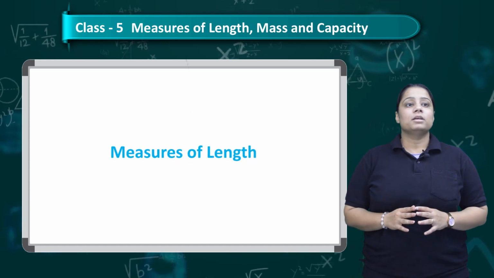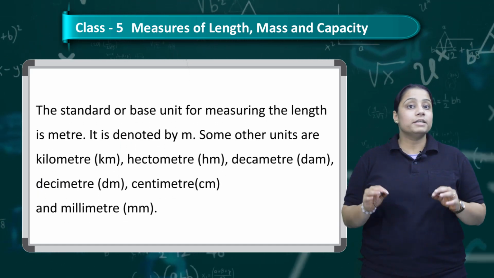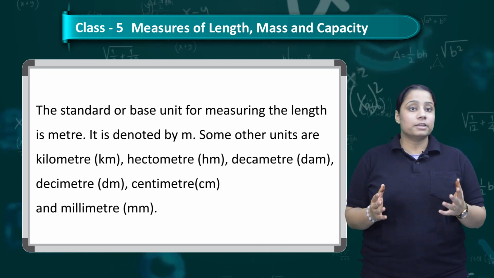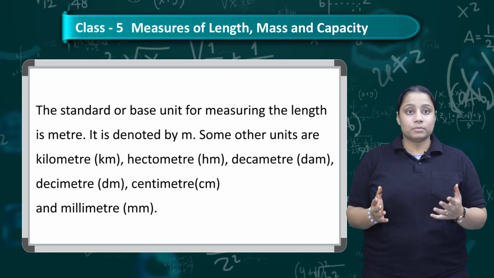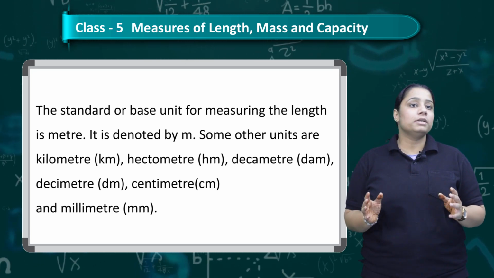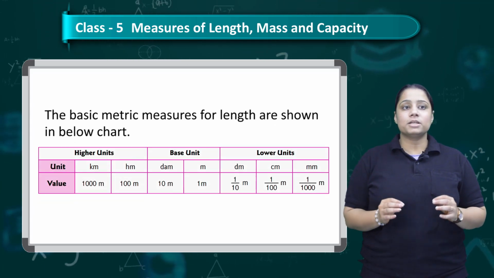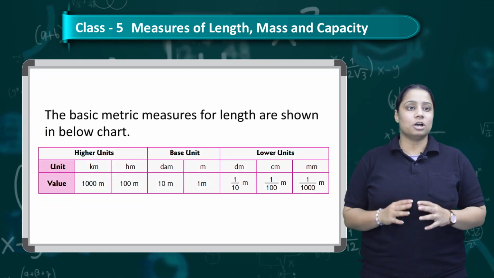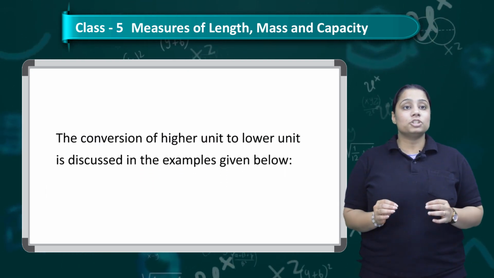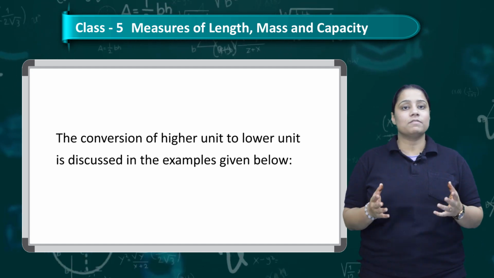Measures of length. The standard or base unit for measuring the length is meter. It is denoted by m. Some other units are kilometer, km, hectometer, hm, decameter, dam, decimeter, dm, centimeter, cm and millimeter, mm. The basic metric measures for length are shown in the below chart. Conversion of higher units into lower units. The conversion of higher units to lower units is discussed in the examples given below.